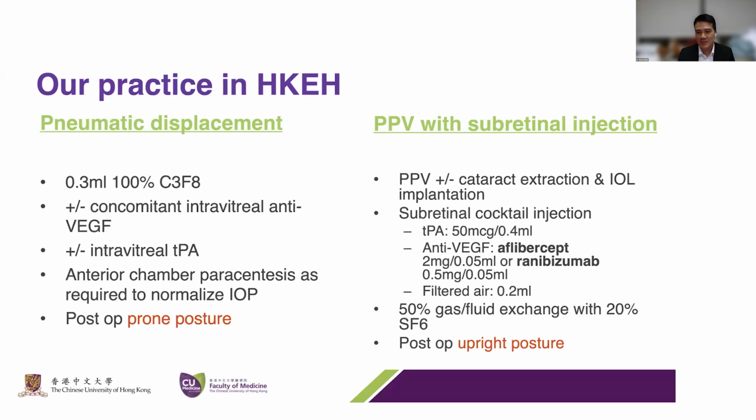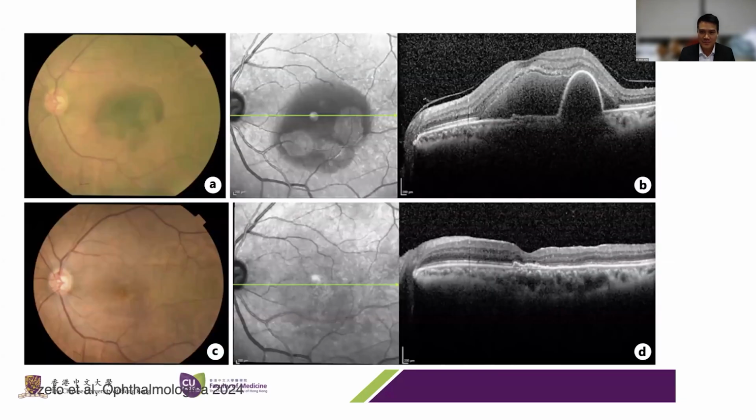When we perform subretinal cocktail injections, we inject 50 microgram in 0.4 ml of TPA and 0.05 ml of anti-VEGF, and also 0.2 ml of filtered air. And at the end of surgery, we only do 50% gas fluid exchange. And postoperatively, instead of a face-down posture, we actually ask the patients to sit up.